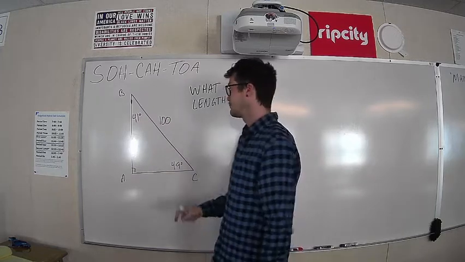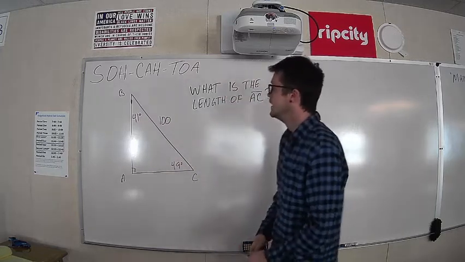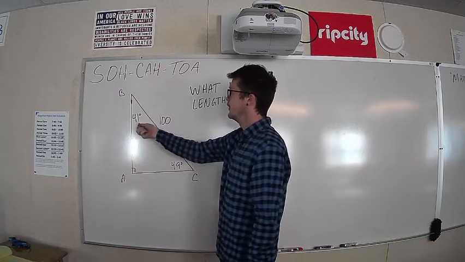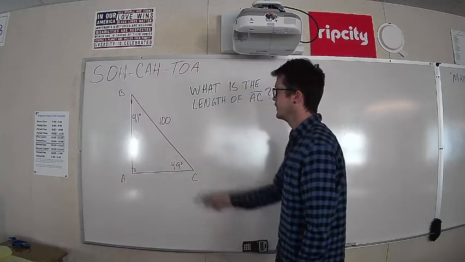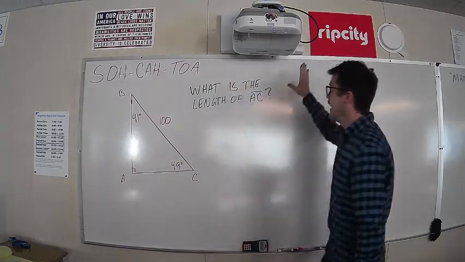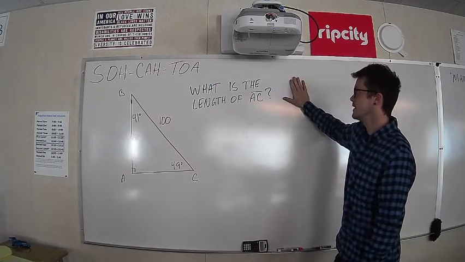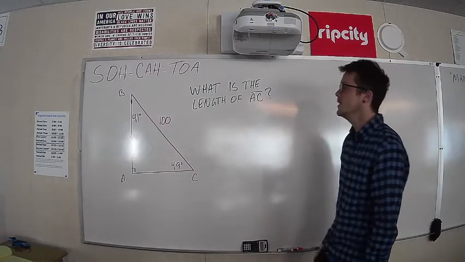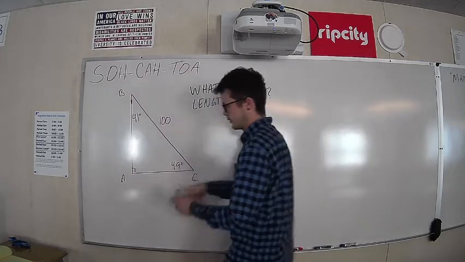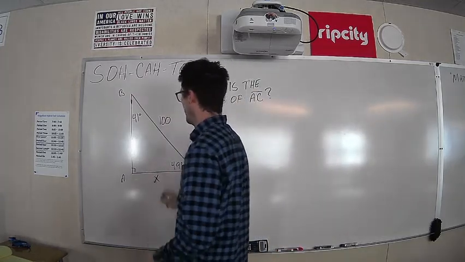Let's move forward now. Say we have this triangle ABC. It's a right triangle. We have B is 41 degrees, C is 49 degrees, hypotenuse is length 100, and our question is this: what is the length of side AC? So we have a task of finding this length right here. Let's give it a name. I'm going to call it X.